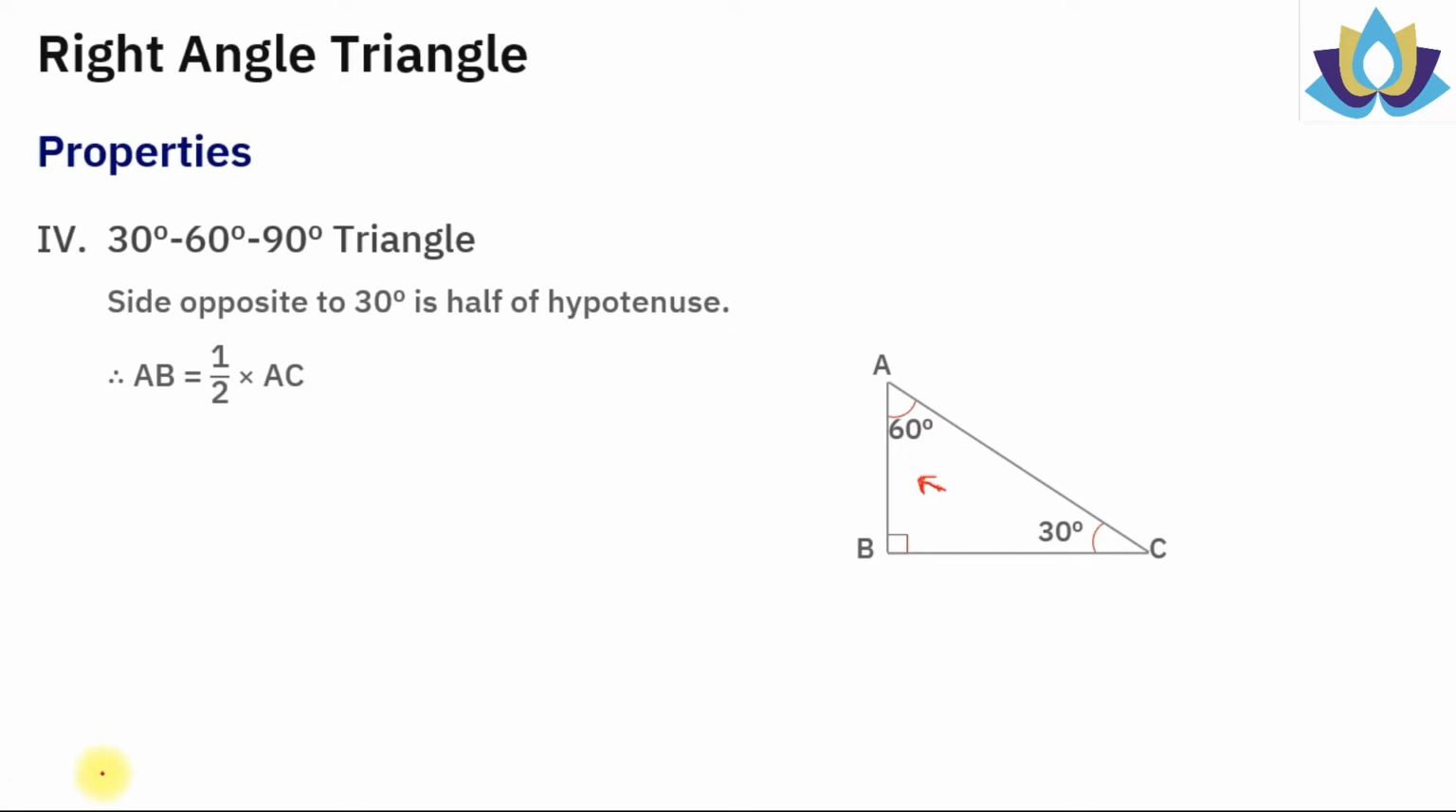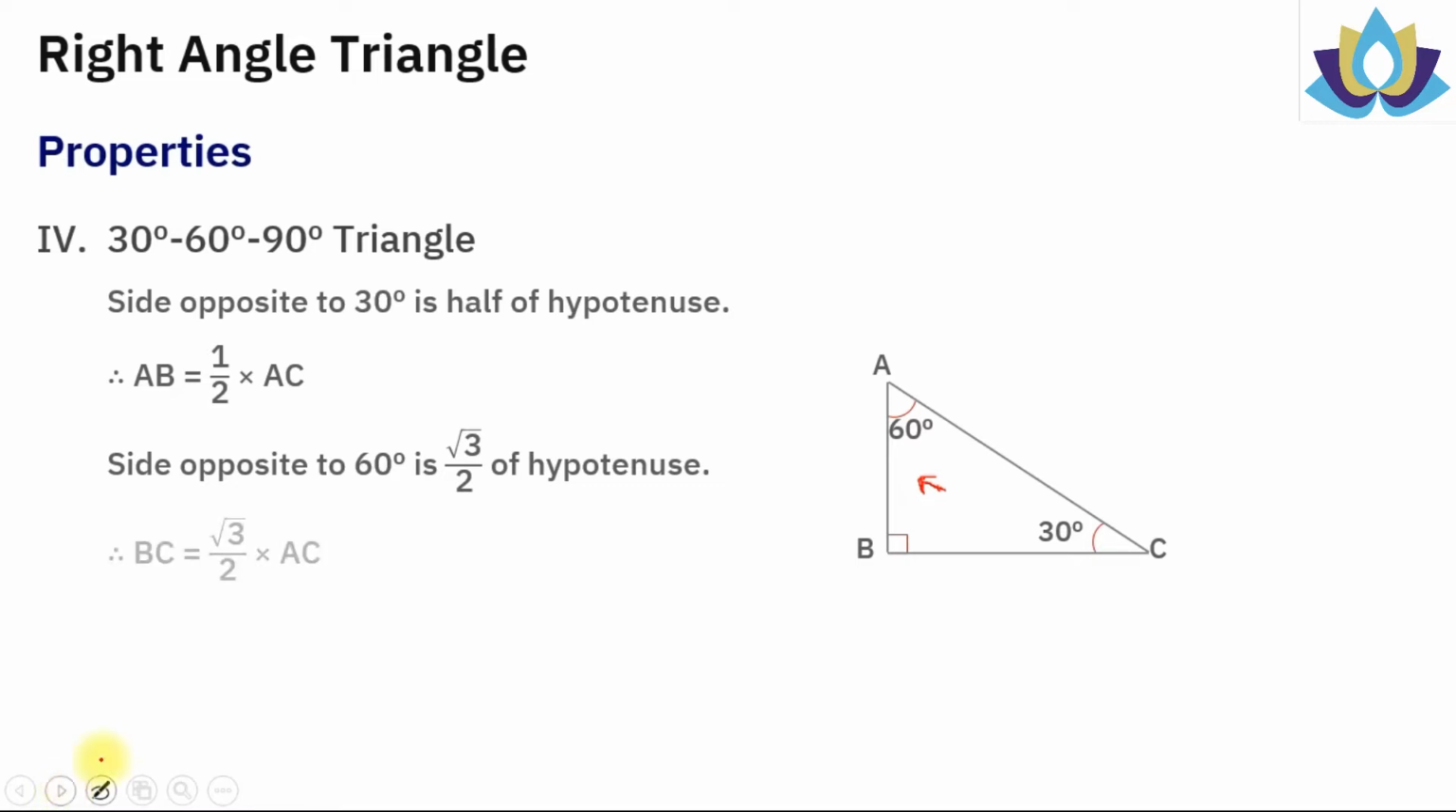And in the same way, we have one more property. The side opposite 60 degrees is root 3 by 2 times the hypotenuse. So this is your side opposite 60 degrees, right? So that is root 3 by 2 times the hypotenuse. These are also important properties which you will come across frequently in different questions. You don't need to know the entire trigonometry, but these few basics of trigonometry are important.